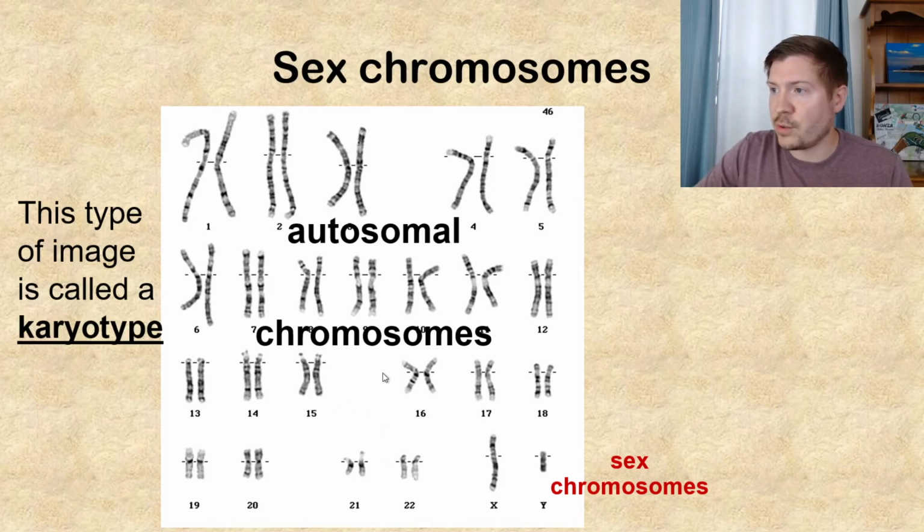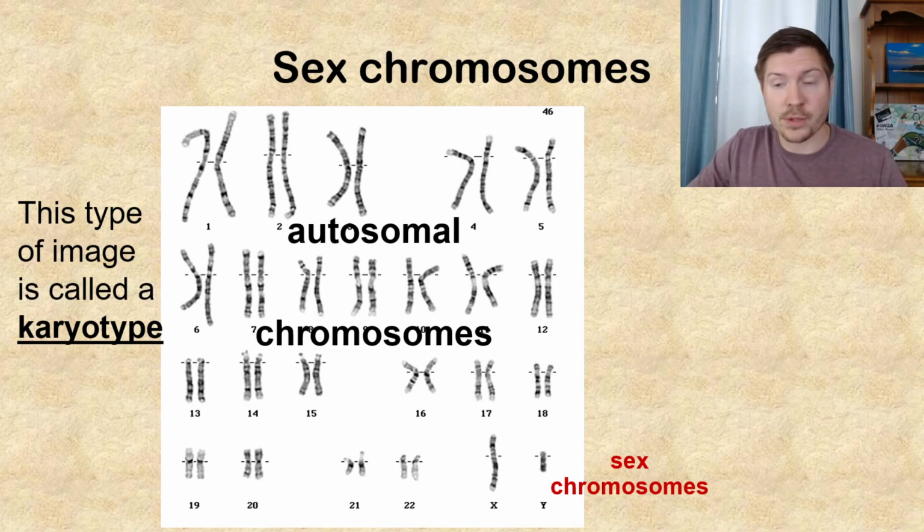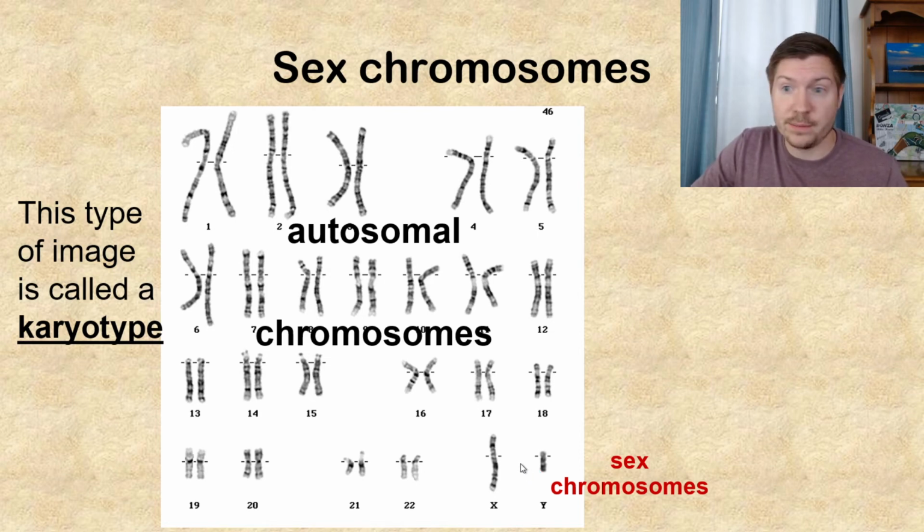1 to 22 are called autosomal chromosomes, or autosomes. Those are all the chromosomes that are not sex chromosomes. This last pair are the sex chromosomes, and this individual has one X and one Y chromosome. So I can tell this is the karyotype of a male, one X, one Y. If it were a female, I'd expect two X's and no Y.